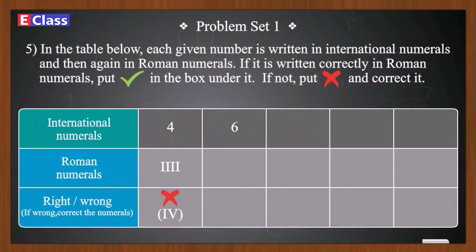International numerals 6. Roman numerals VI. Right or wrong? If wrong, correct the numerals. This is the correct answer. International numerals 8. Roman numerals IIX. Right or wrong? If wrong, correct the numerals. This is the incorrect answer. The correct answer is VIII.